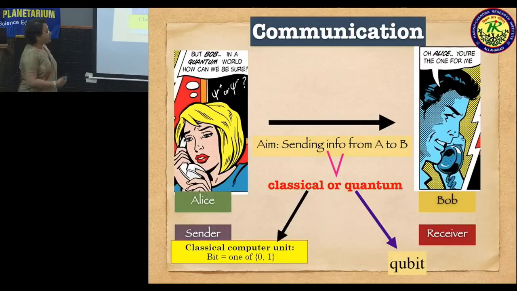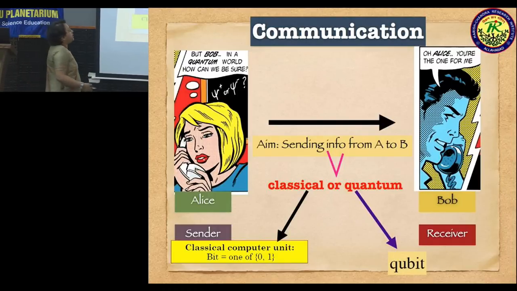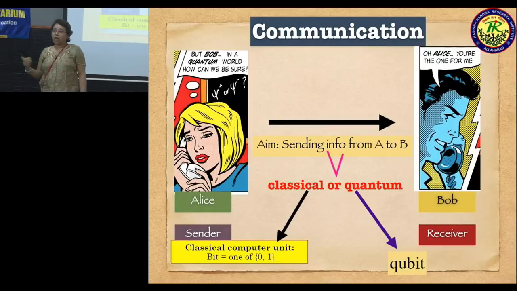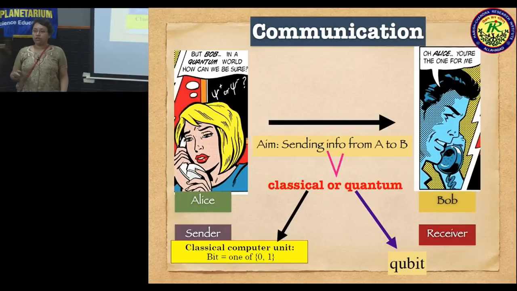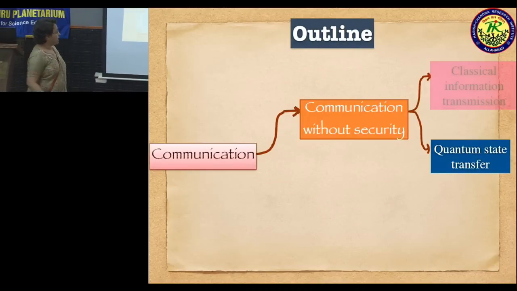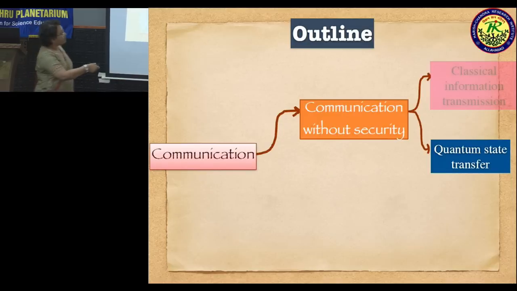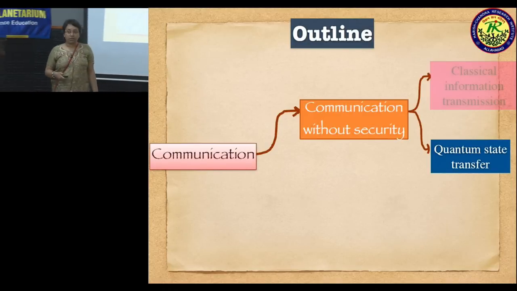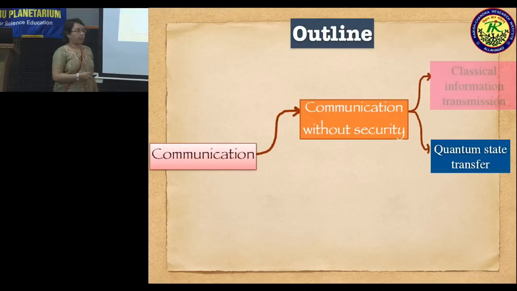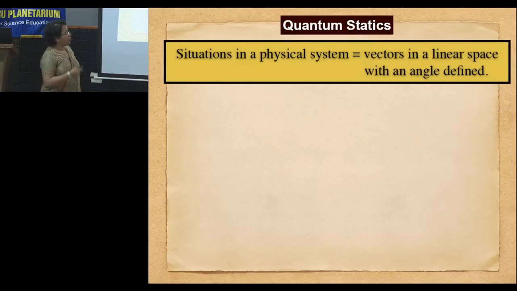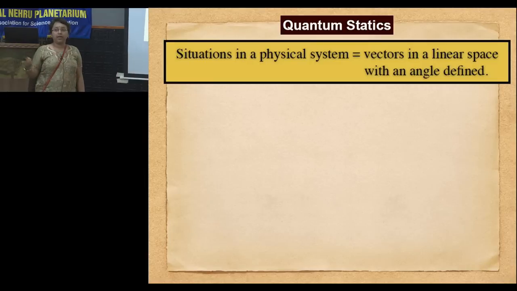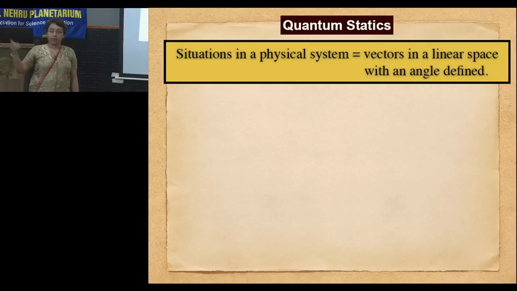Now for a quantum state, as I have told, for example, Alice may want to send a qubit to Bob, any 2-dimensional quantum state. So this is one example. So now I will be discussing this quantum state transfer, how we do this. As I told, in quantum mechanics, situations in our physical systems can be represented by vectors or elements in the Hilbert space.